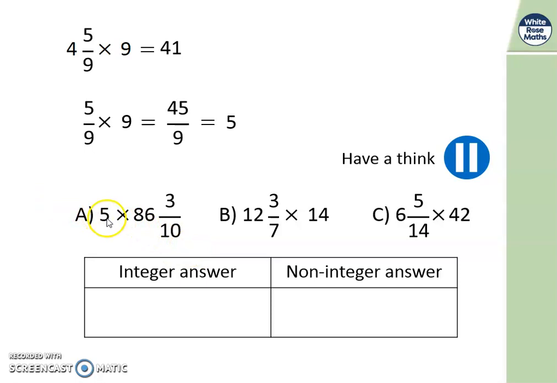Let's have a look then. We can see that 5 is a multiple of 10, but 10 is not a multiple of 5, and therefore it is not an integer answer. Here we can see 14 is a multiple of 7, so it will give us an integer answer. And 42 is a multiple of 14. 14, 28, 42. It fits in 3 times. So therefore, that is also an integer answer.